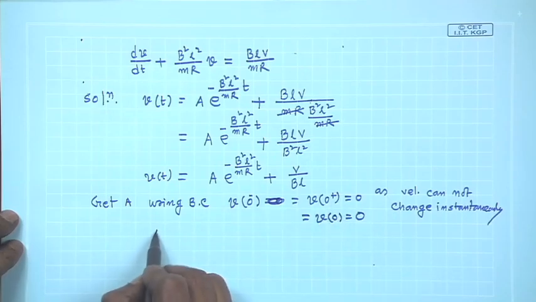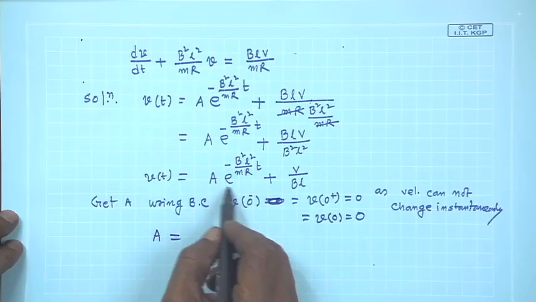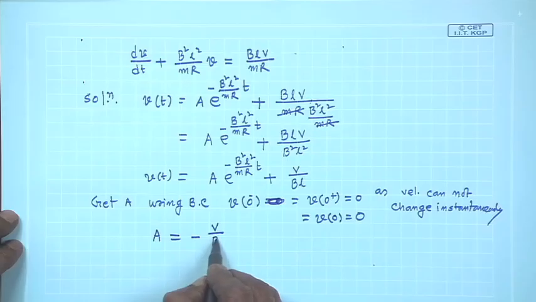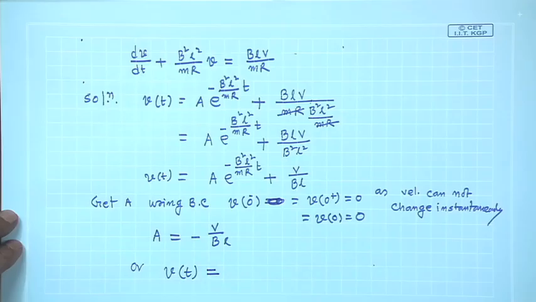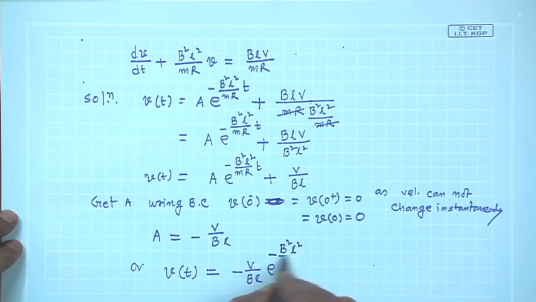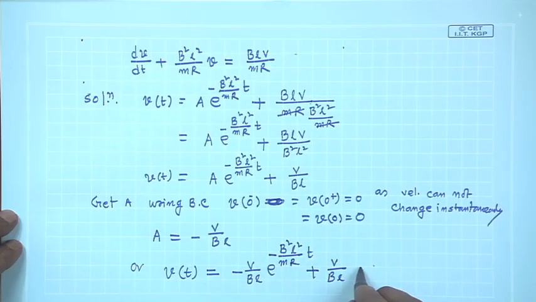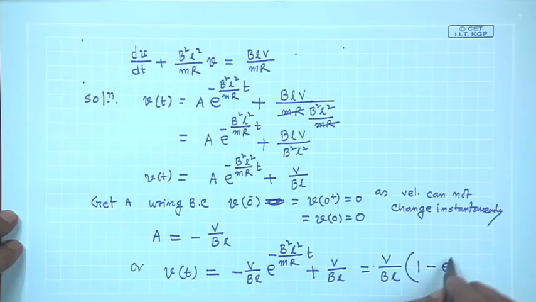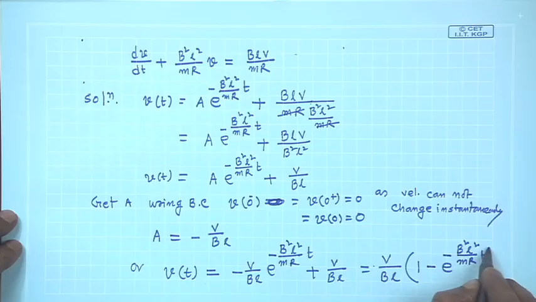Therefore, you get A: if you put t equal to 0, this will become 1, it will be minus V by B L. So, V t will be equal to minus V by B L into e to the power minus b square L square by m r into t plus V by b L, which can be written in this way: V by B L into 1 minus e to the power minus b square L square by m r into t. This is the expression of velocity.